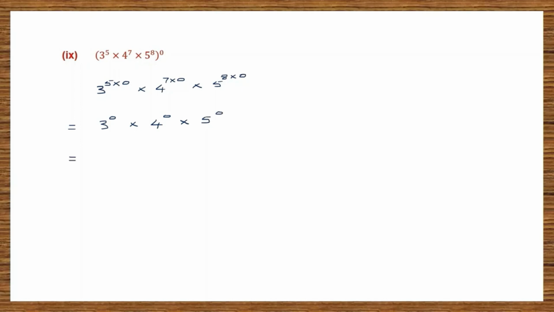Now remember, anything raised to the power of 0 is 1. So 3 raised to the power of 0 is 1, into 4 raised to the power of 0 is 1, into 5 raised to the power of 0 is 1. And 1 into 1 into 1 will still be 1. So the answer here is 1. So the answer to question 9 is 1.